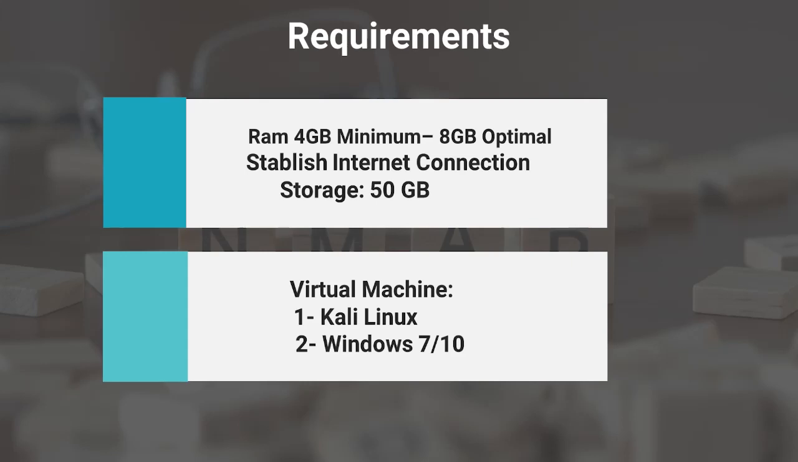Also, we need 2 virtual machines. The first one is Kali Linux, which we're going to use Nmap on. And the second one is for our target, Windows 7 or 10, based on your decision. In further slides, we're going to talk about the virtual machines and which virtualization we are going to use.